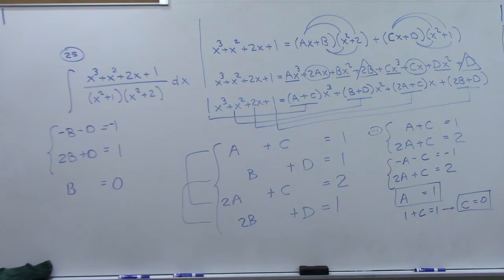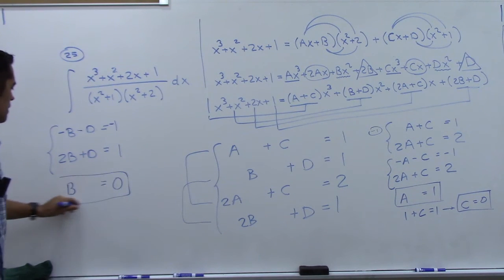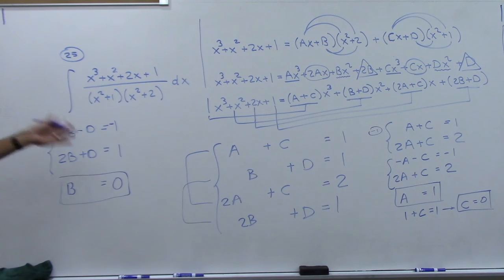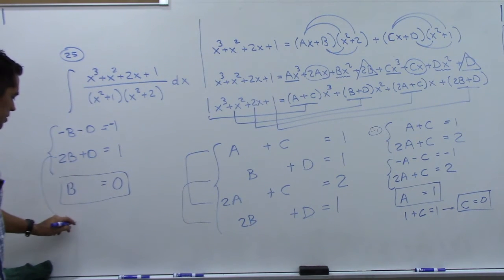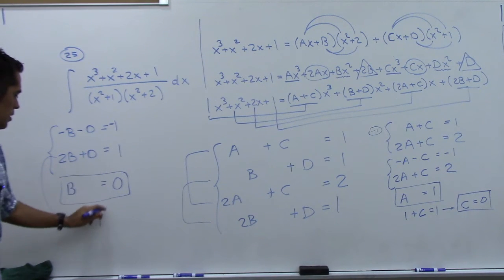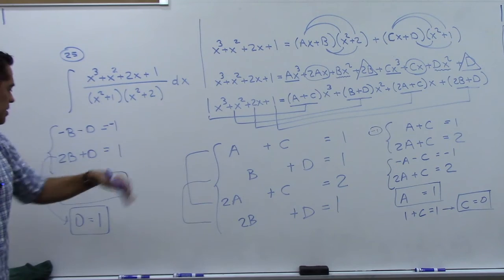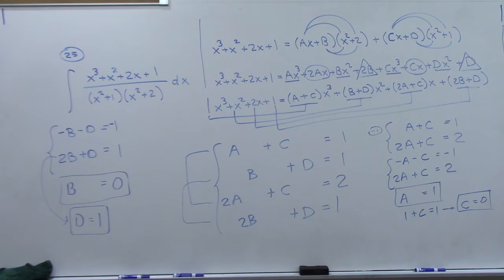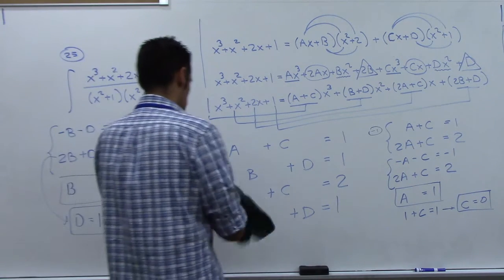And so if b is 0, then I can come into any of these equations, doesn't matter where, and find d. So I'll just do this one right here. That's 2 times 0, which is 0, and then plus d, so d must be equal to 1. So I know what a, b, c, and d are here. So I'm ready to rewrite the original integral now.